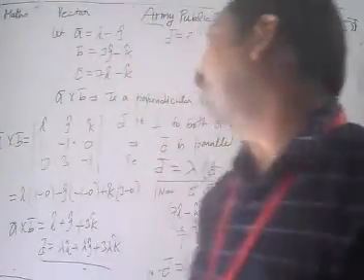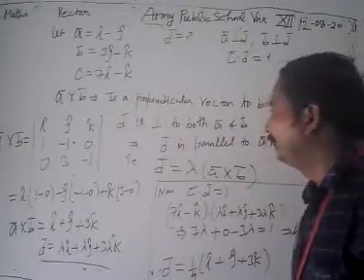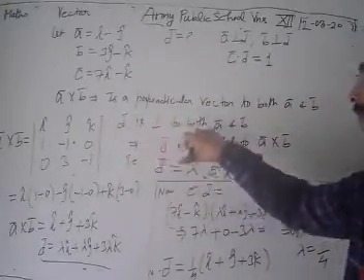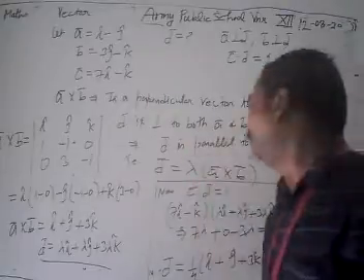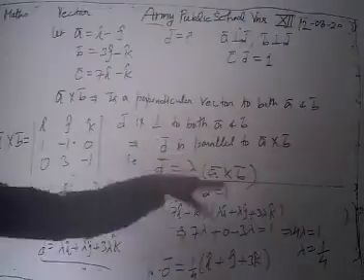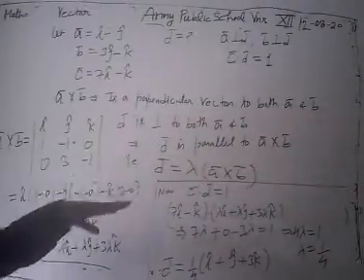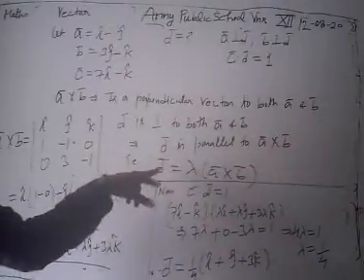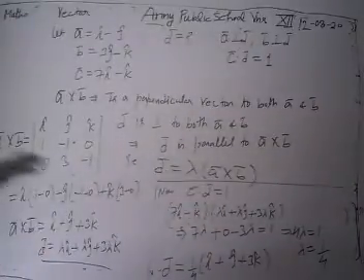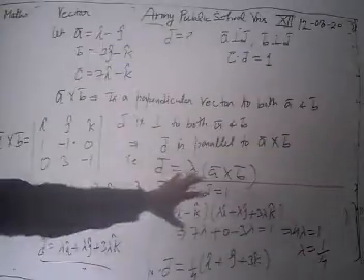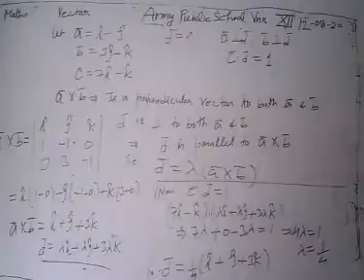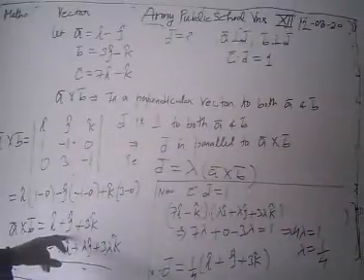Also given that our D is perpendicular to both A and B. What is the meaning? Our A cross B is perpendicular to A and B, and our D is perpendicular to both A and B. That means our D is parallel to vector A cross B. If D is parallel to vector A cross B, then we can write D in terms of some scalar lambda times A cross B. Then D is equal to lambda times A cross B. First of all we find the value of A cross B. Taking the cross product, we get A cross B as I cap plus J cap plus 3K cap.